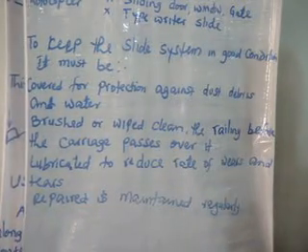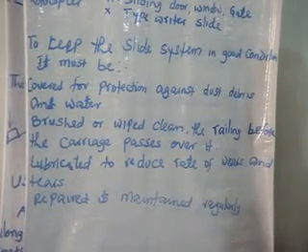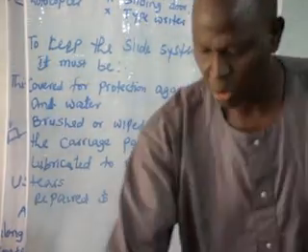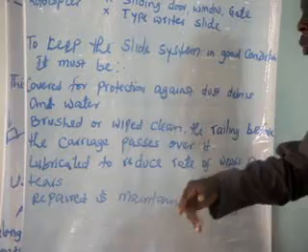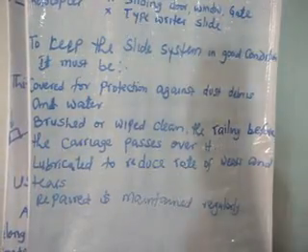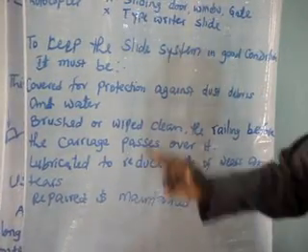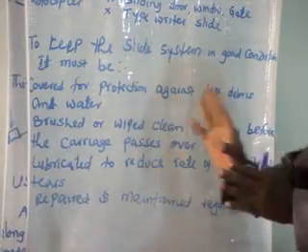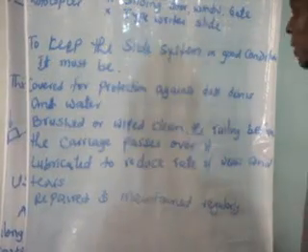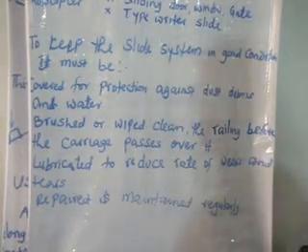Then the second one, brush or wipe clean the railing before the carriage passes over it. That is, you have to try as much as possible to brush, so as to wipe away dirty things from the rail, so that the whole system can move freely, so as not to have anything that will disturb its movement.